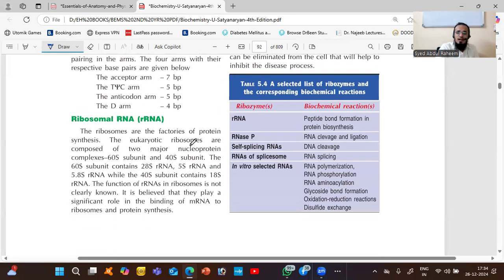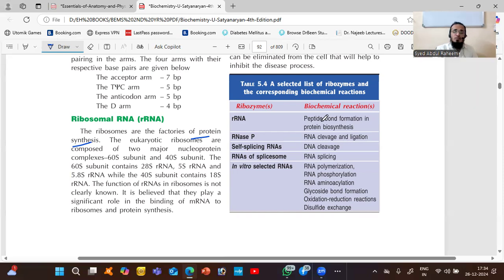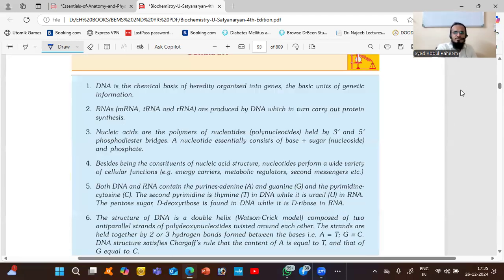Next we have ribosomal RNA. They are the factories of protein synthesis, because to maintain the genetic things we need protein synthesis. So the ribosomal RNA will carry out protein synthesis to support the genetic things. This is the function of ribosomal RNA, messenger RNA, and transfer RNA in short. RNA is produced by DNA, and in turn carries out protein synthesis.